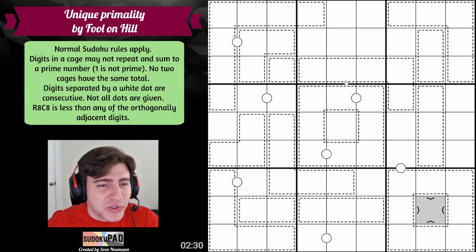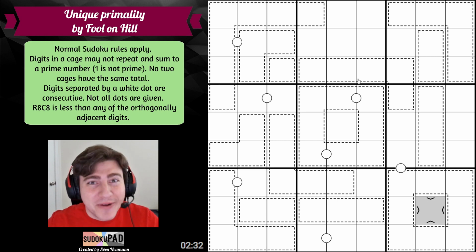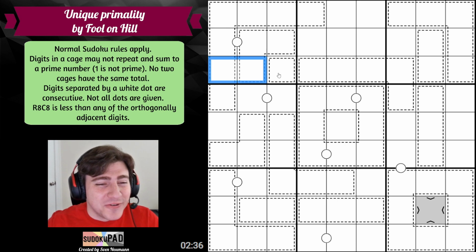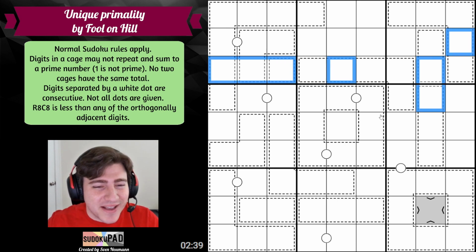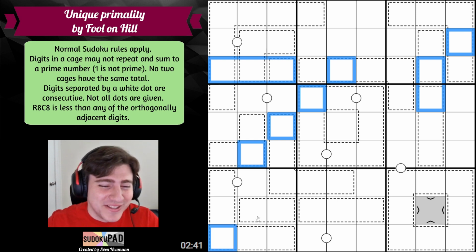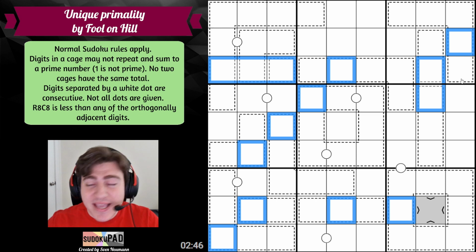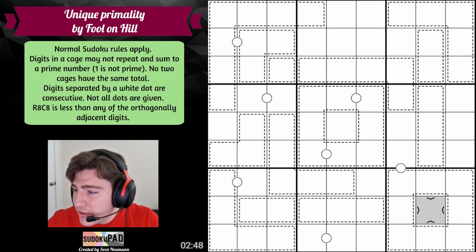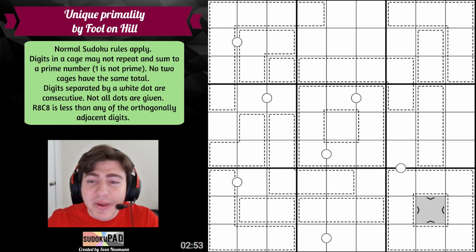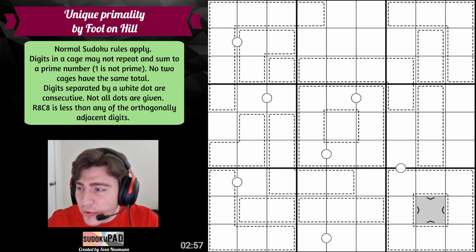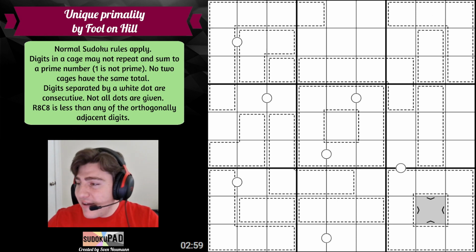So how many prime numbers do we actually need to make in this puzzle, now that we're 2.5 minutes in and haven't even actually thought about the puzzle? We need to make 1, 2, 3, 4, 5, 6, 7, 8, 9, 10, 11, 12, 13, 14. We need to make 14 prime numbers in this grid, and we have 14 prime numbers that we can use. So that means every single one of these prime numbers will actually be used.